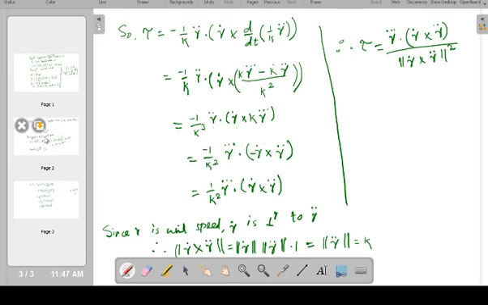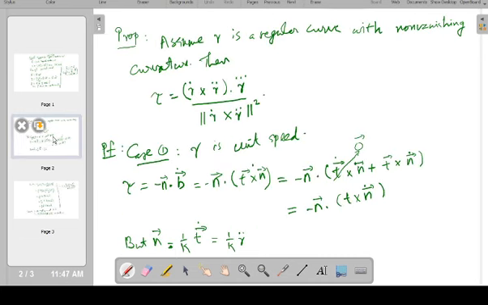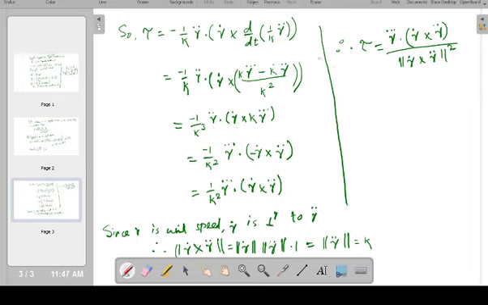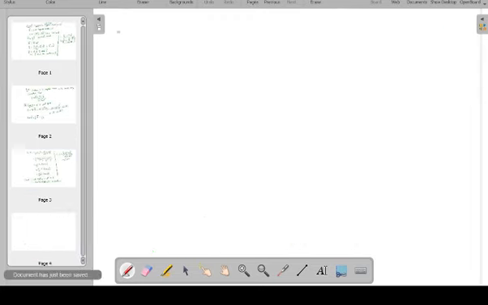Where is the proposition? Yes, this is the formula we wanted. So we have proved the result in case 1. Now we will go to case 2. So case 1 proved. Case 2. General case.